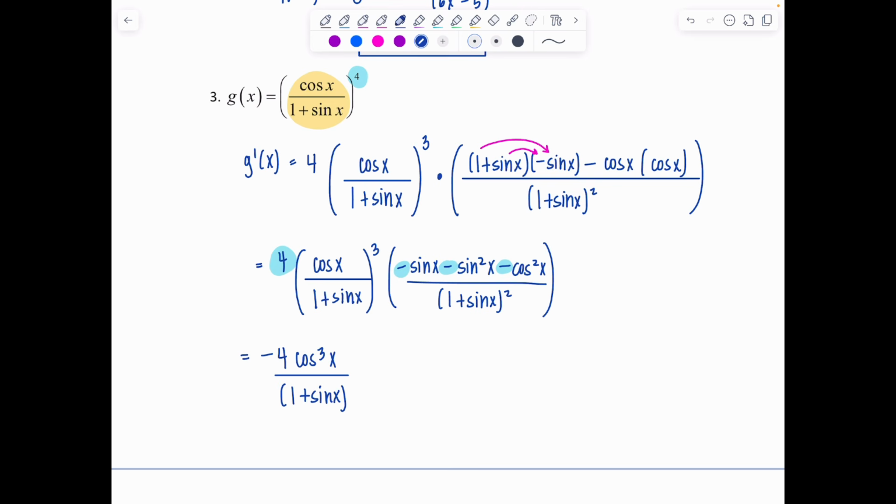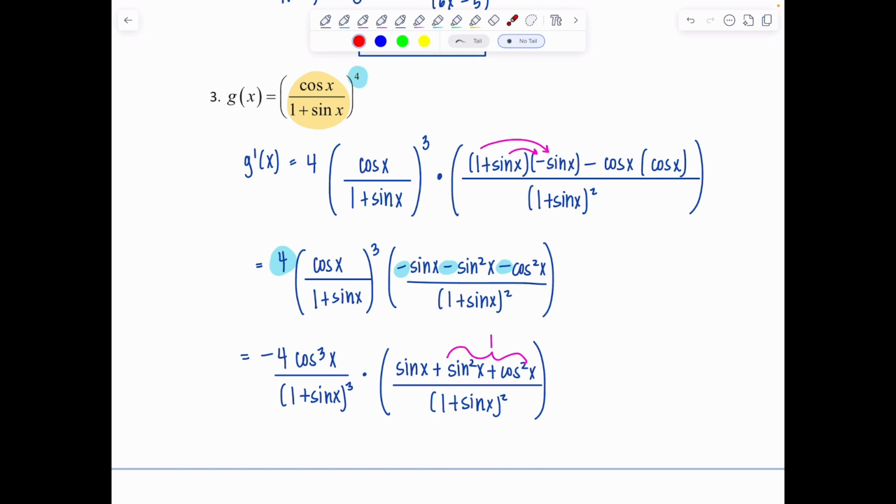And then all of these are positive. So this is going to become sine of x plus sine squared x plus cosine squared x over, that's right, 1 plus sine of x squared. Do you notice something? Why, yes, this is just 1. And that means in the numerator, I have 1 plus sine x. Isn't that exactly what I have down here? So this will all cancel out with one of those 1 plus sine x's from the bottom.